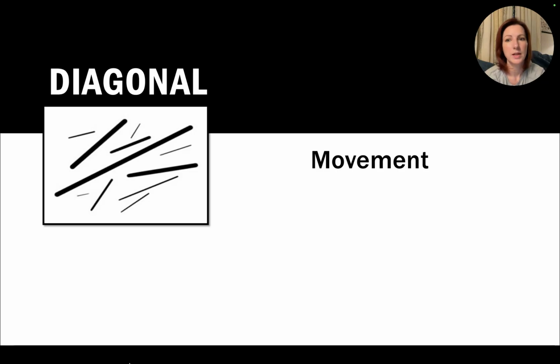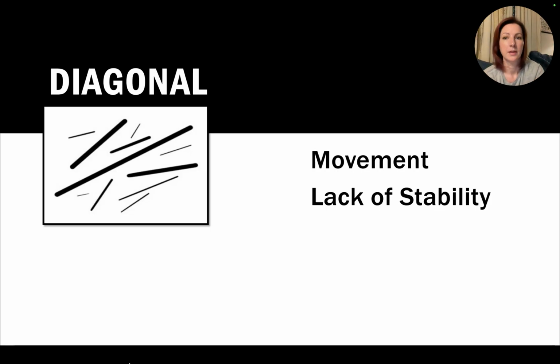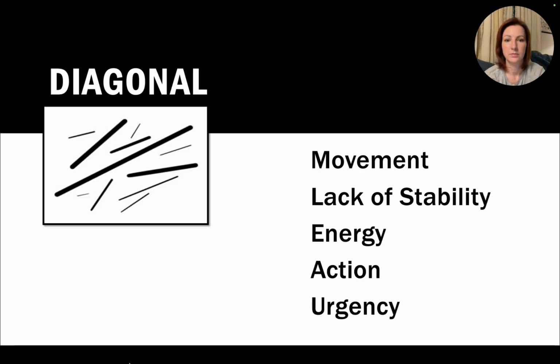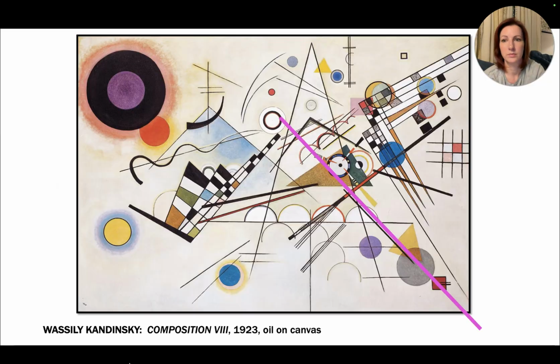Diagonal lines. So diagonal lines create movement. Your eye follows that line back and forth, right? It can create a lack of stability if you want to. It has a lot of energy, whereas the horizontal and the vertical are a lot more stable. They can show action. They can show urgency. So think about when we're talking about those angry lines.